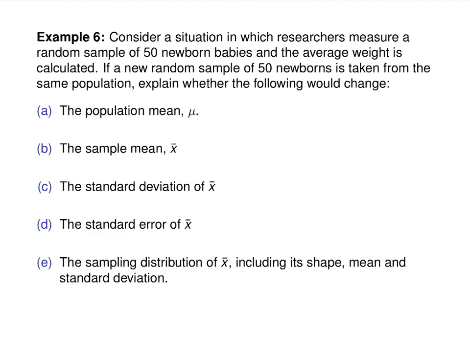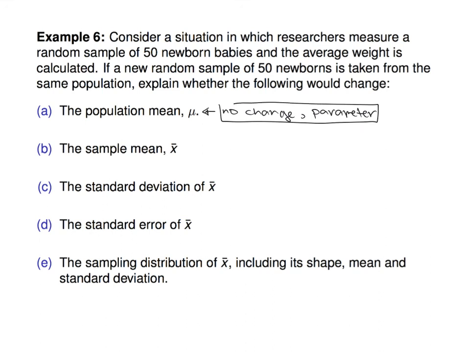So consider a situation in which researchers measure a random sample of 50 newborn babies and the average weight is calculated. If a new random sample of 50 newborns is taken from the same population, explain whether the following would change. So the population mean mu. Okay, this is going to have no change as it is a parameter and fixed. The sample mean x bar, if you take a new sample, this will change.